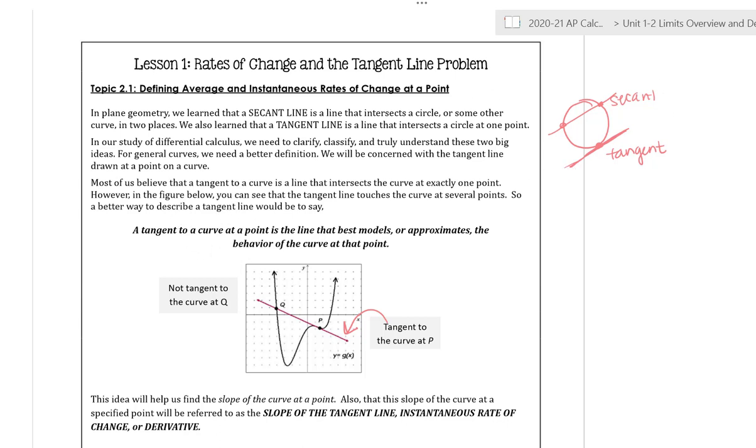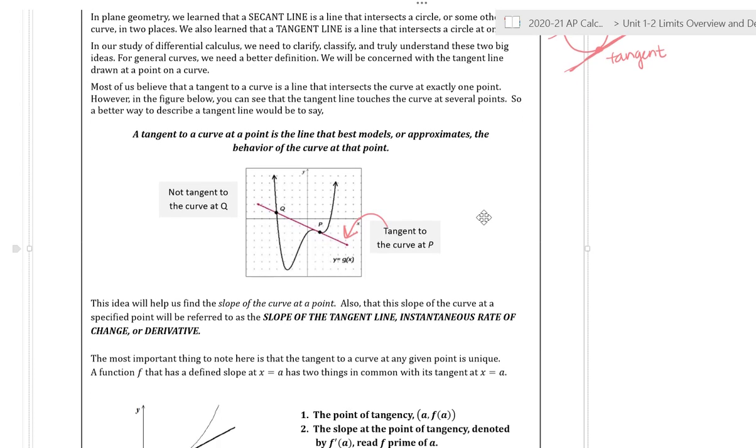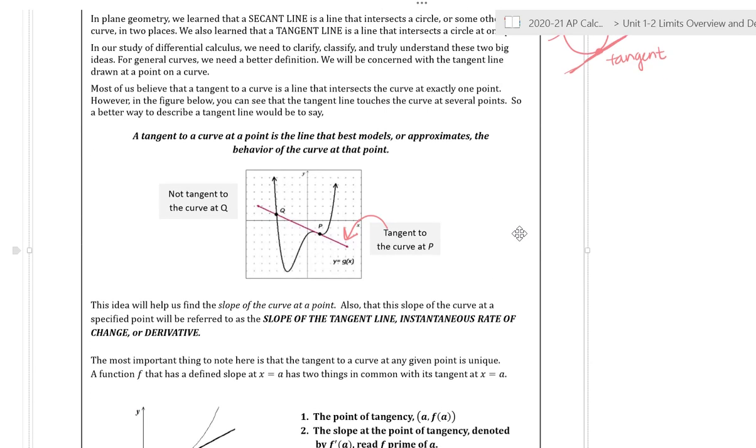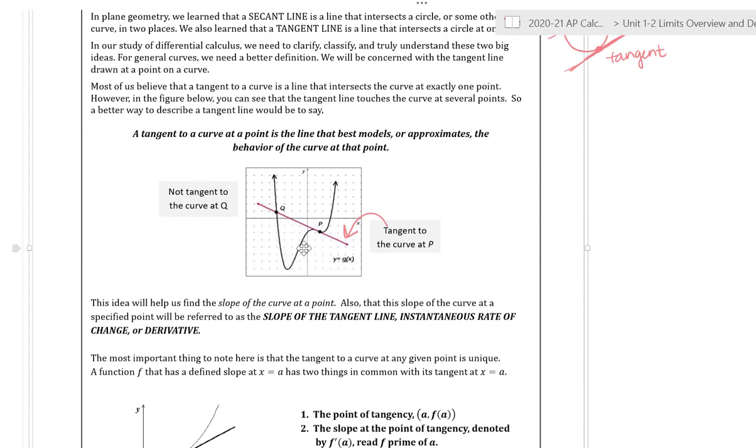A tangent line, however, is one that only intersects at one point. That has been the working definition that you used in the past. But I want to make it known that a lot of times we think a tangent only touches the graph at exactly one point. This could be true for a circle or a parabola, but when I start looking at higher order polynomials, sometimes I see a tangent line that intersects the curve at multiple points.